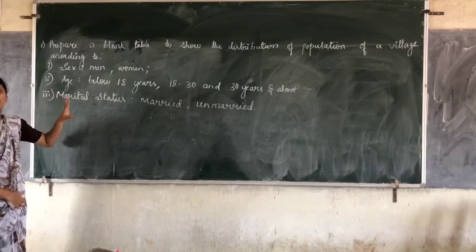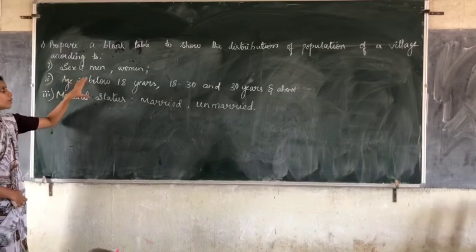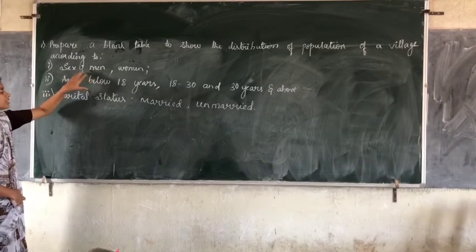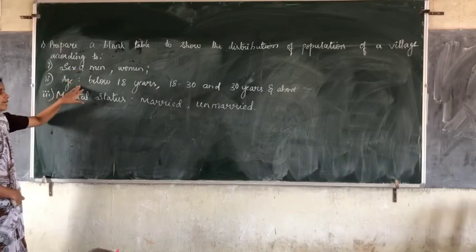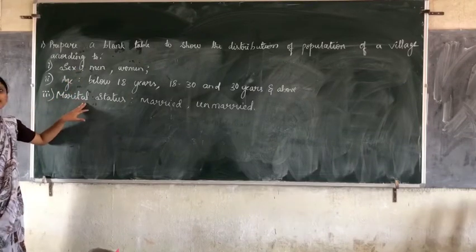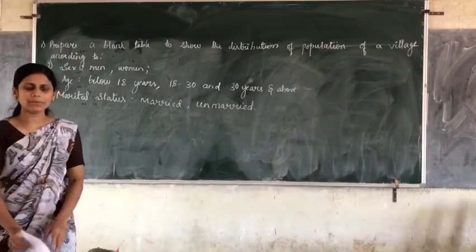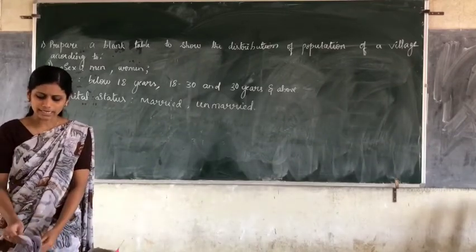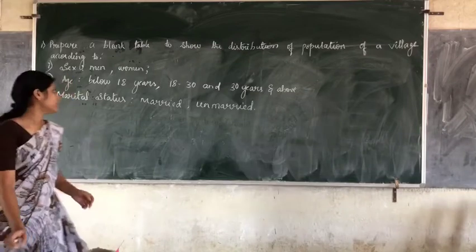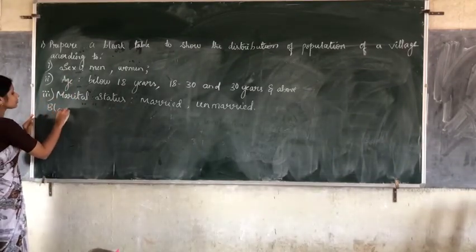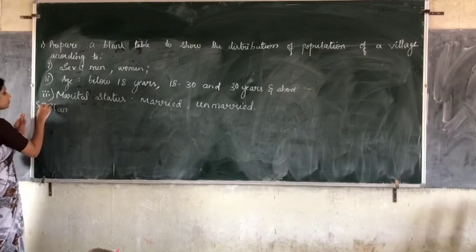Not simple or two-way table. It is a manifold table because more than two characteristics are considered. First characteristic is sex, second one is age, and third one is marital status. So while drawing the table, you have to keep in mind, first of all, you have to write the title for the table. That is, I'll write the title blank table in the solution.